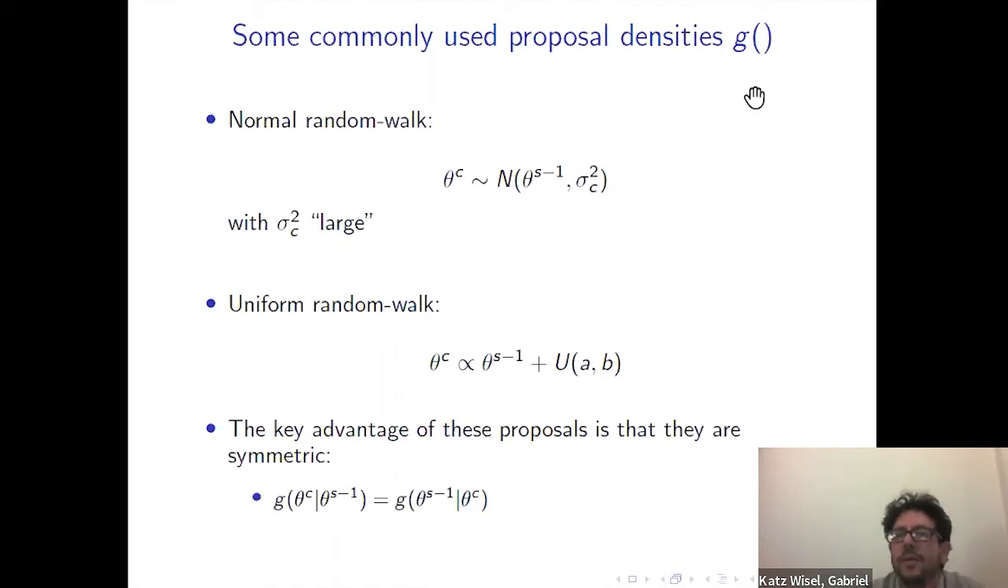Essentially, when we are working with a normal random walk proposal, what we do is we draw a candidate value for theta from a normal distribution with mean at the previous value of the parameter and with a certain variance, or we can draw the proposal from a uniform distribution, again centered around the previous value of the parameter. Okay?